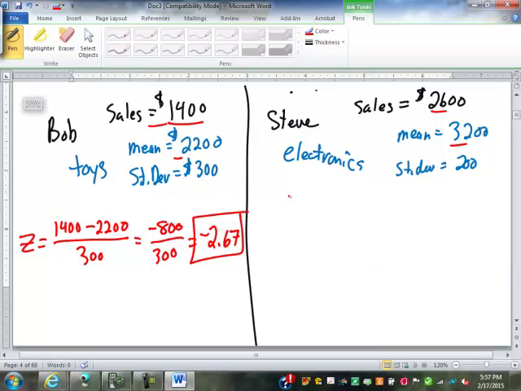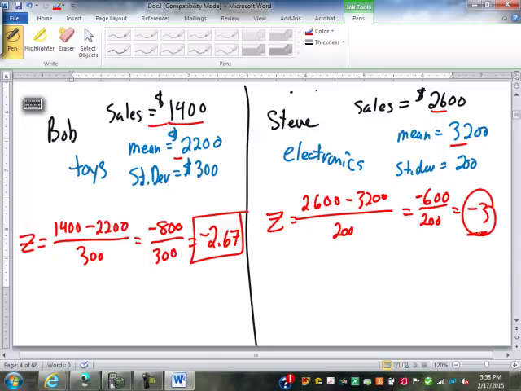Let's look at Steve. Steve's z-score is, tell me what to do. 2,600 minus 3,200 over 200. So 26 minus 32, negative 600 divided by 200 is negative 3. So Steve is 3 standard deviations below the mean. So who is worse? Steve. Steve gets to go bye-bye. Any questions? Okay.